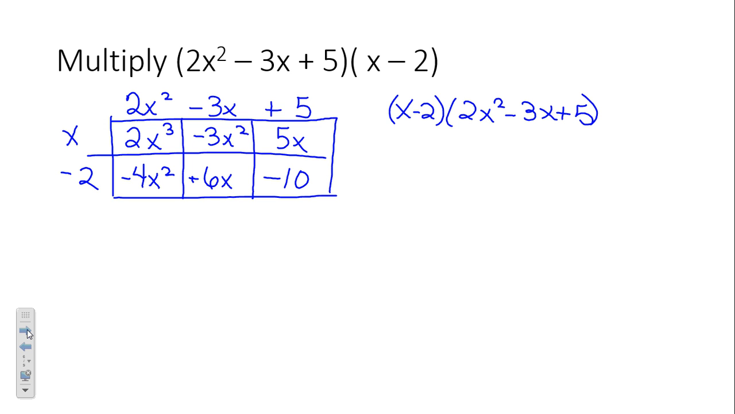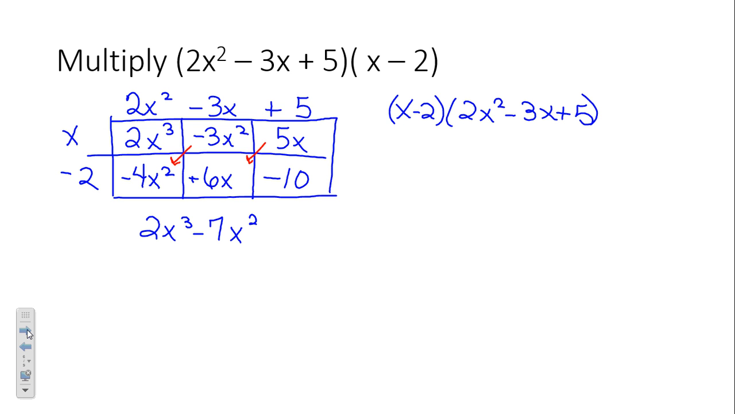We have our multiplication done, but now we're just ready to add our like terms. And notice that they're kind of diagonal from each other. So we'll write our first term. We only have 2x cubed. There's nothing to add to it. Okay. Negative 3x squared and the negative 4x squared is a total of negative 7.